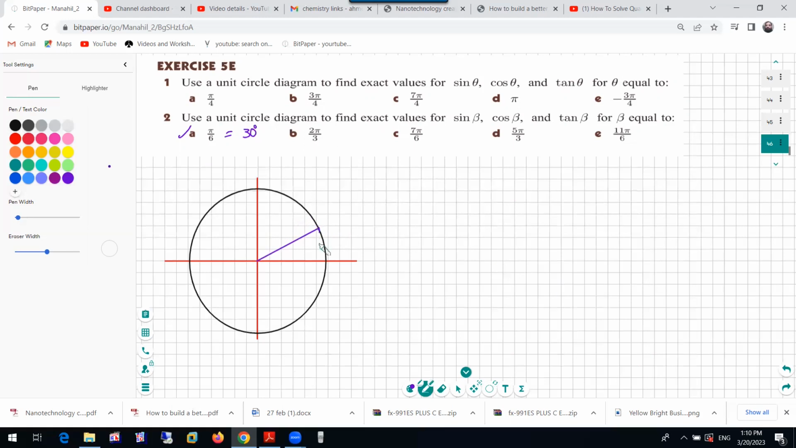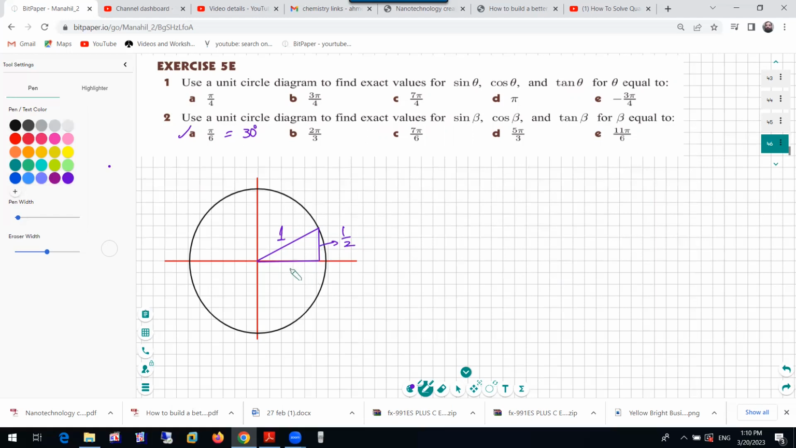Now tell me, which side is greater, the opposite or the adjacent side? The adjacent is obviously greater. And I've already told you that if the angle is a multiple of pi by 6 or pi by 3, one side should be 1 over 2 and the second side should be square root 3 over 2. This is a unit circle, so the hypotenuse is 1. Half is lesser than square root 3 over 2, so that means this side should be half.